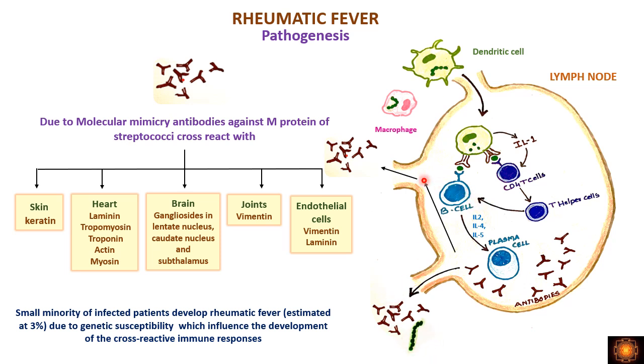Another thing is that these antibodies go and damage tissues like the skin, heart, brain, joints, and endothelial cells because of molecular mimicry. As I told you, the M protein of the streptococci has similarity with the keratin in the skin, laminin, tropomyosin, troponin, actin, and myosin in the heart, gangliosides in the brain, vimentin in the joints, and vimentin and laminin in the endothelial cells. So all of this has a similarity with the M protein. Antibodies formed against the streptococci also cross-react with all these molecules.